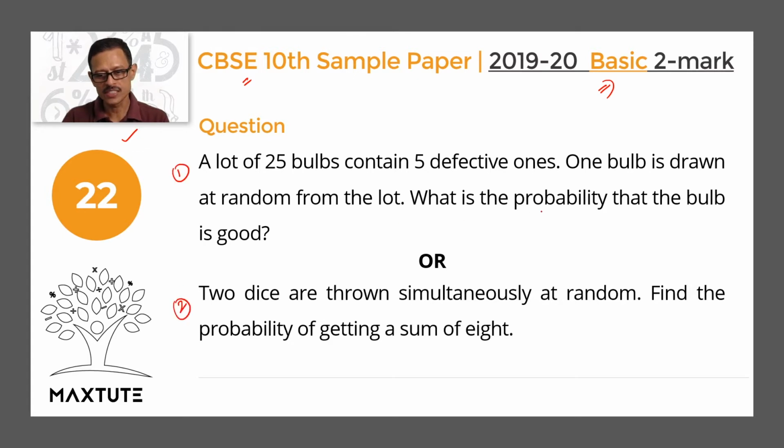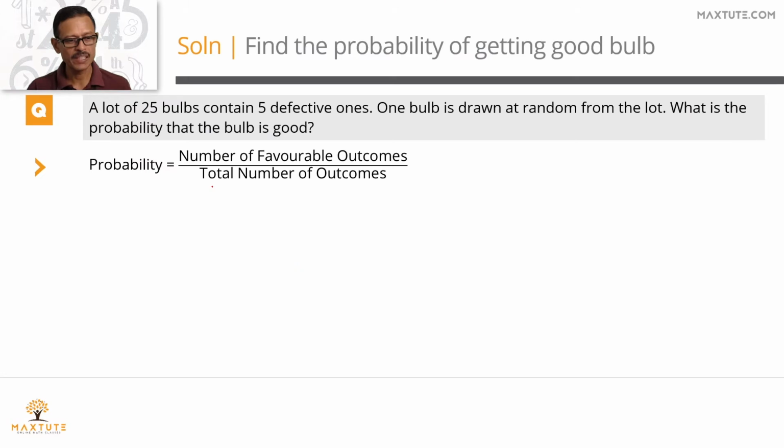Both these alternatives tested concepts in probability. Very simple questions. We have video solutions to both these alternatives in this video. Let's get started with the first alternative. A lot of 25 bulbs contains 5 defective ones. One bulb is drawn at random from this lot. What is the probability that the bulb is good?